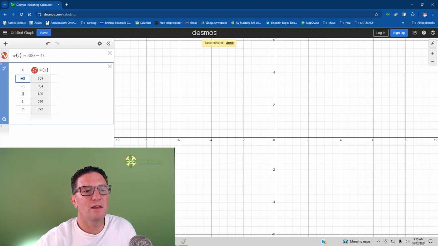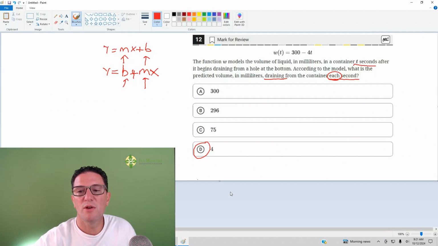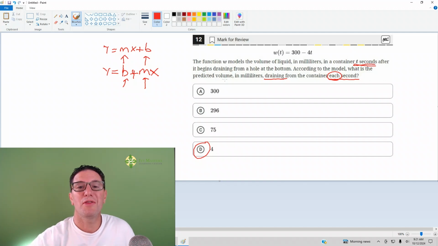Keeping in mind that your t, here we call it x, is seconds. Each second that passes, notice what happens. It decreases by 4. Another second passes, it decreases by 4. Now, in order to get that, you'd have to pay attention that t is seconds, but you get it that way as well.